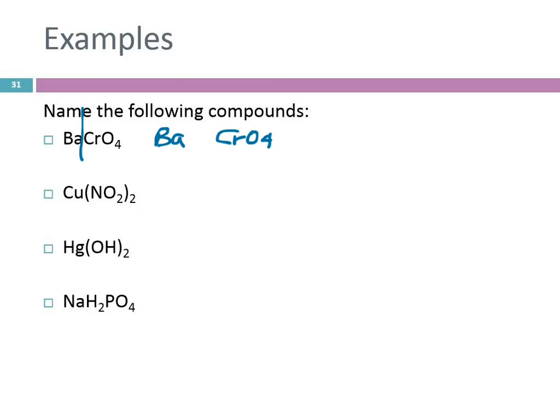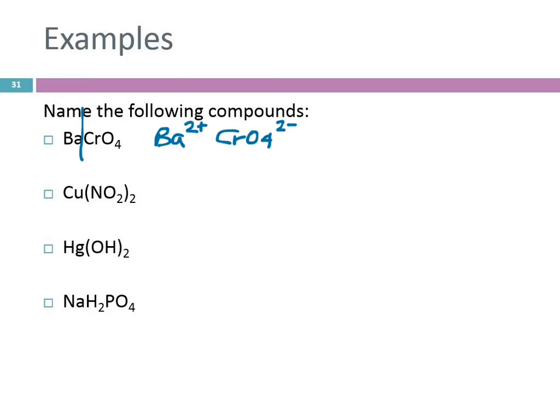Sometimes students want to chop this all up and have barium and chromium and oxide. You can't do that. So the CrO4 stays together. That is a polyatomic ion. That's on that list. Its name is chromate. And the charge on chromate is 2-. Barium is in group 2A on the periodic table, and so we know that its charge is 2+.